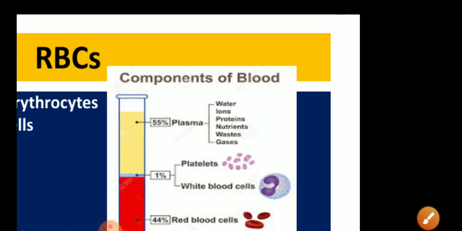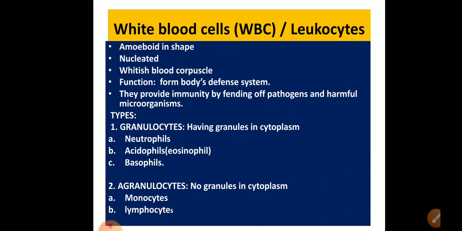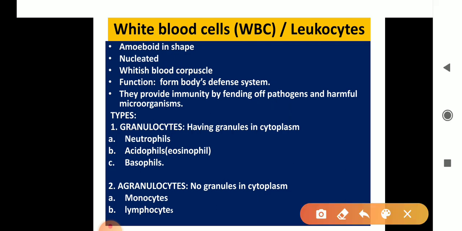The next is white blood cells. These are also called white blood corpuscles or leukocytes. Now these are amoeboid in shape. Amoeboid, just like the amoeba, they do not have a particular shape. They can have a shape just like the amoeba. That's why they are called amoeboid in shape.